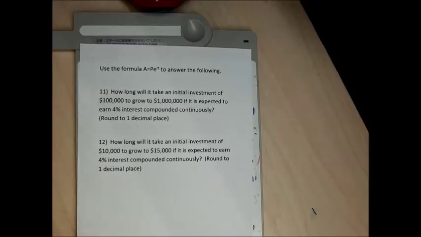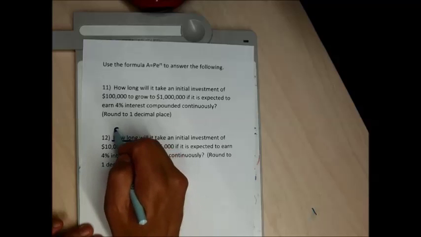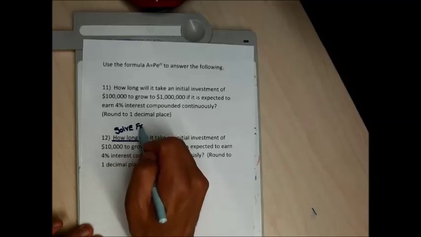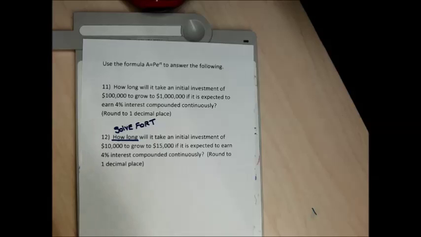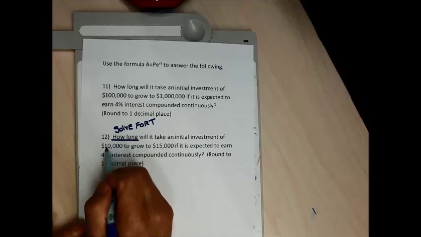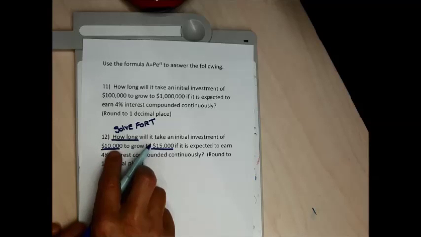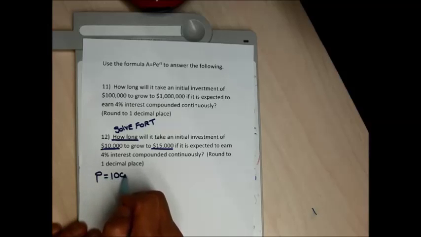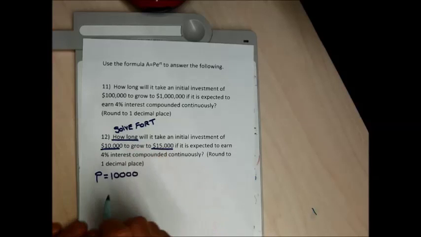Okay, 11 and 12. Immediately when I read problem 12, the first 2 words I see is how long. And when I read a money word problem, when I see the word how long, that tells me that I'm solving for t, because t is the variable that represents how long. Will it take an initial investment of $10,000 to grow to $15,000? So the starting amount of money is going to be a P, and in this problem, the starting amount of money is the initial investment, which is $10,000. The future amount of money is what the money's going to grow to. That's going to be the A. That's going to be $15,000.